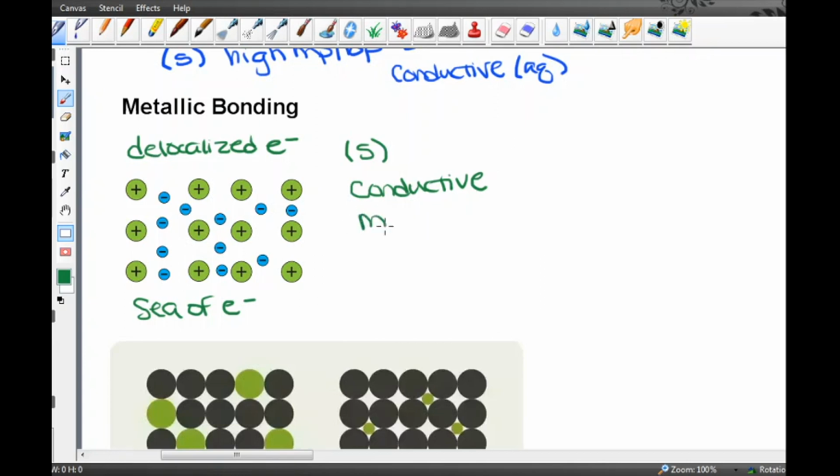Metals are malleable, meaning they can bend. They're also called ductile. They can be drawn out into wires because these free-flowing electrons can prevent cation repulsion. So if you were to smash this with a hammer, these electrons could just swim in between those positive charges and prevent repulsion and shattering like we would see in a brittle ionic structure.